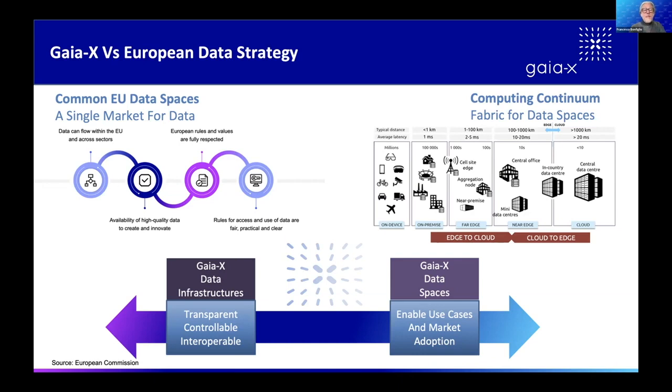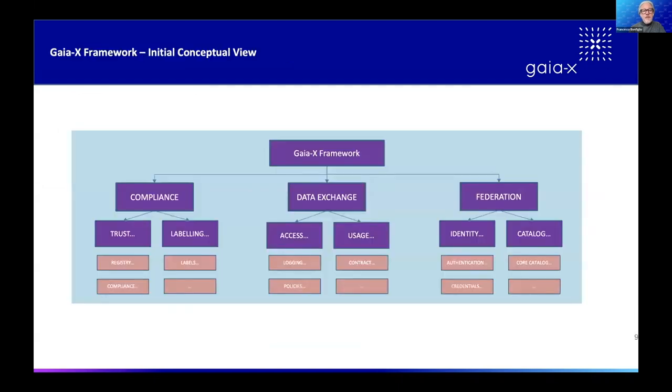Namely, GaiaX in the last 2 years developed a framework made of 3 assets: functional specifications, technical specifications, and software code to build 3 pillars: compliance to verify the fulfillment of a defined set of rules and policies, federation to enable the distributed computing and data ecosystems, and data exchange to support safe and secure data exchange in an ecosystem, so in a data space.